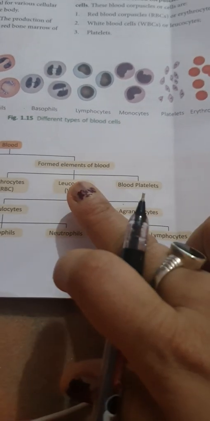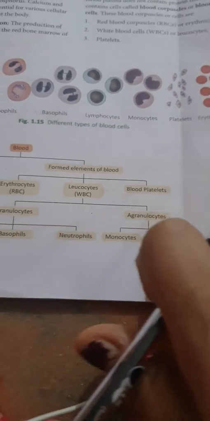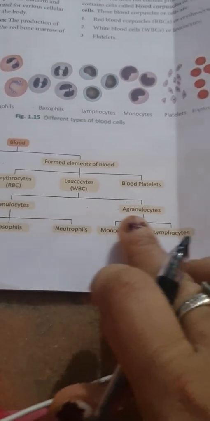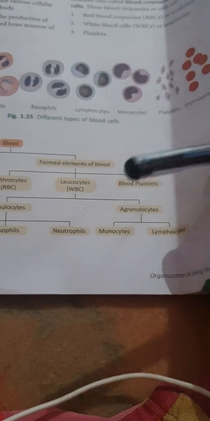Now this leukocyte, meaning your WBC, is differentiated into two parts, granulocytes and agranulocytes. Your granulocytes is differentiated into three parts, eosinophils, basophils and neutrophils. And your agranulocytes is differentiated into monocytes and lymphocytes. So these are the different types of blood cells which are found inside our blood.